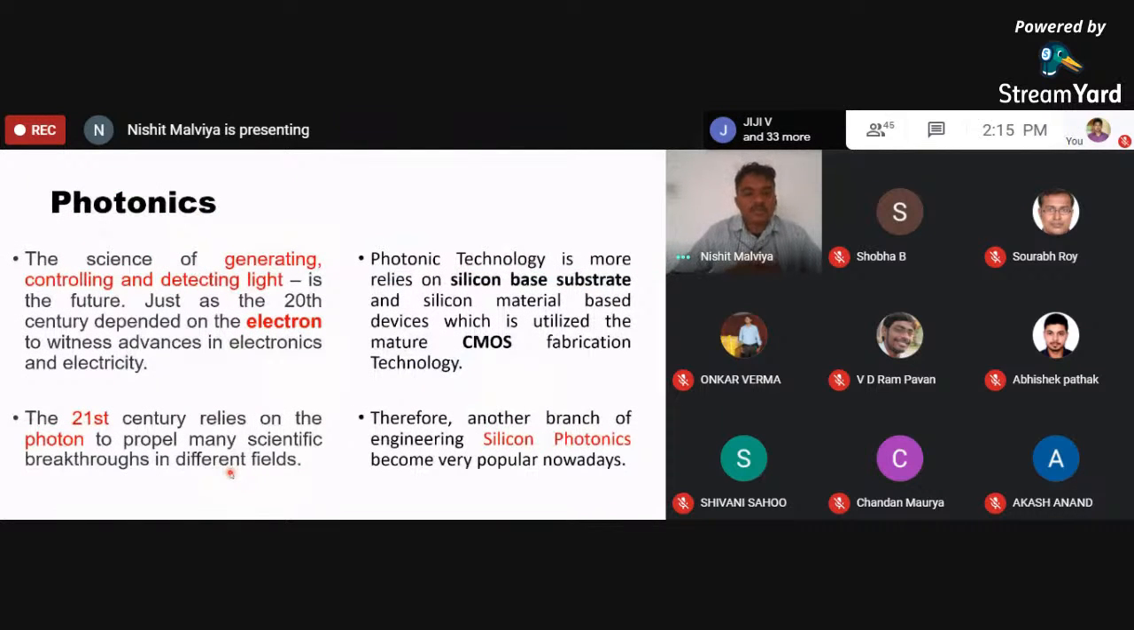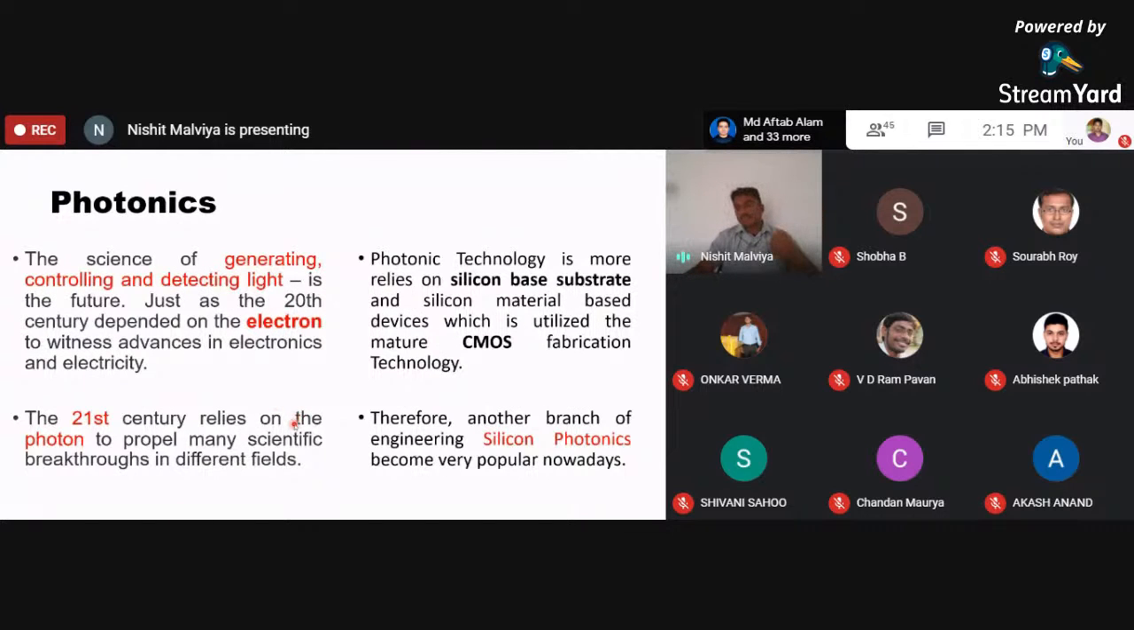What is photonics? In the 20th century, the electron was very popular, and we generated a lot of electronic devices. Using transistors, diodes, resistors, and other basic components, we made other active components, did different analyses, and found very good results, and those components are used in our daily life. That is all about the 20th century.